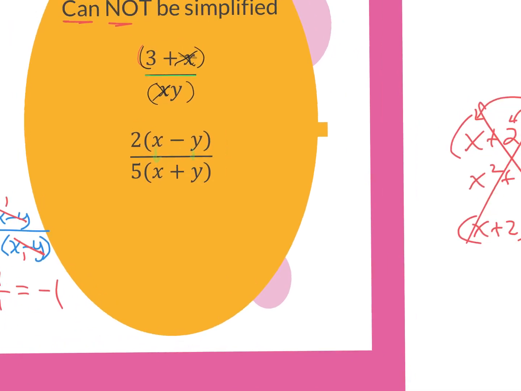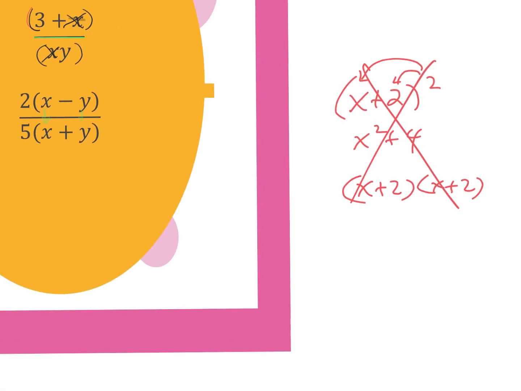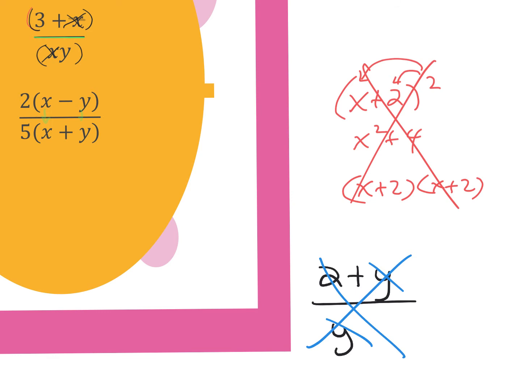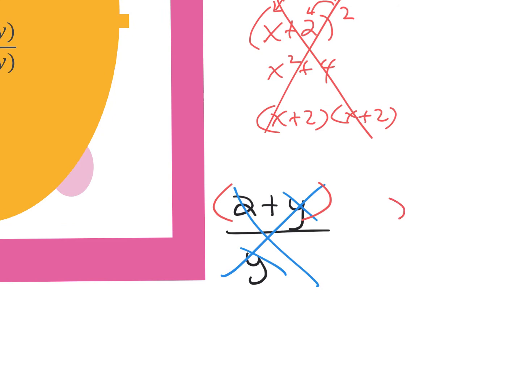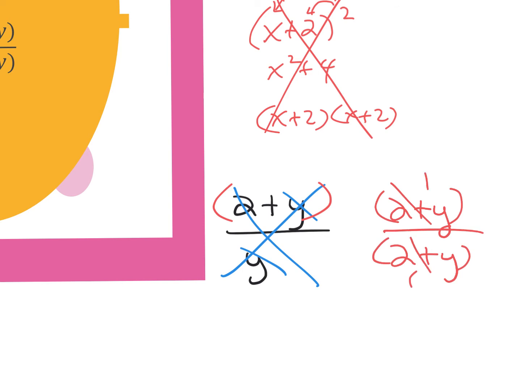Common mistakes are when you have something like 2 plus y and you've got a y down at the bottom. Do not do this. You cannot simplify things like that. Right now this 2 plus y is attached. The only way I could have simplified a 2 plus y is if there were a 2 plus y in the bottom. Then it would simplify. So be very, very careful.